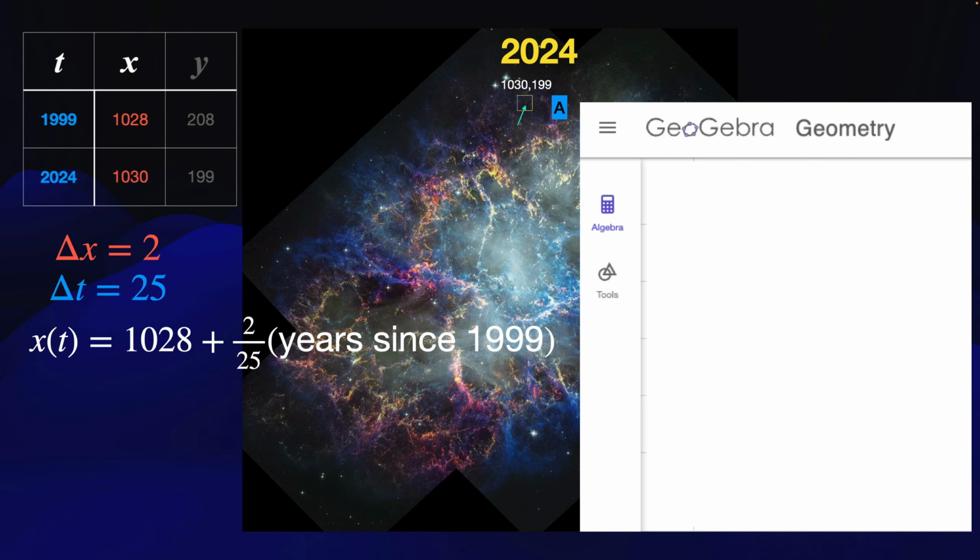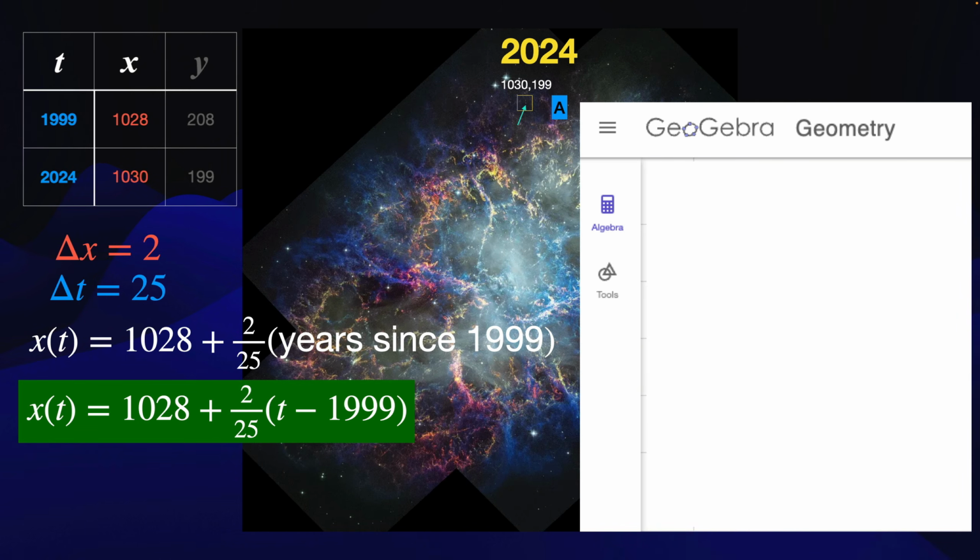And from this, we can write our first pass of the parametric equation, starting at the year 1028. I'm sorry, starting at pixel 1028. We're going to add 2 pixels per 25 years. And we're going to multiply that by how many years. So how many years since 1999? You could represent that as t minus 1999. So this is our first parametric equation, which we can then check out.